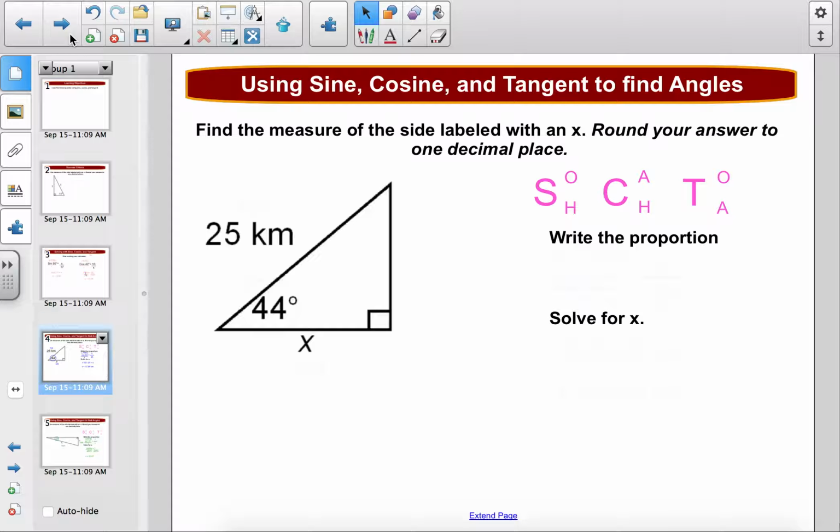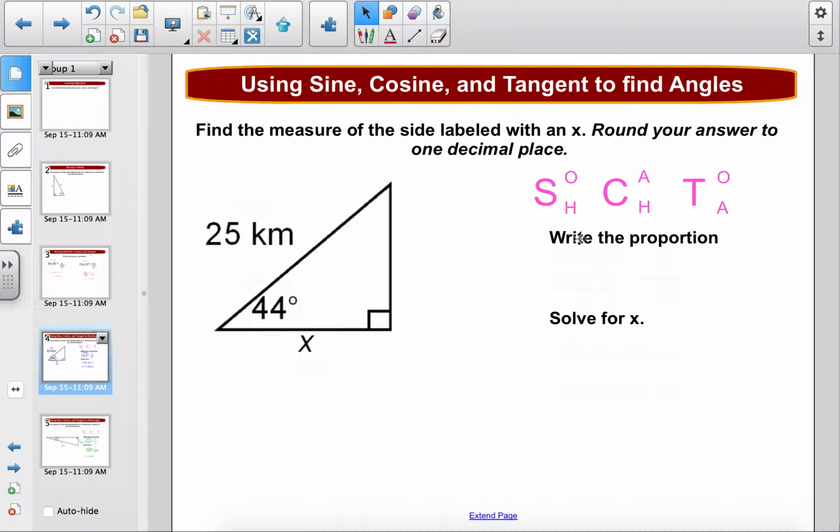Okay, so here's a right triangle. Notice I have an angle in the corner that is 44 degrees, and I have 2 side lengths. I'm going to try to solve for this x side length. So the first thing we want to do is use our knowledge of SOHCAHTOA. Remember, this means sine is the opposite divided by the hypotenuse. The cosine is adjacent divided by hypotenuse, and tangent is opposite divided by adjacent.